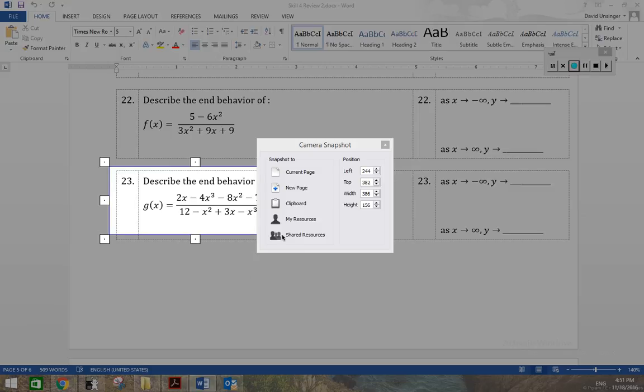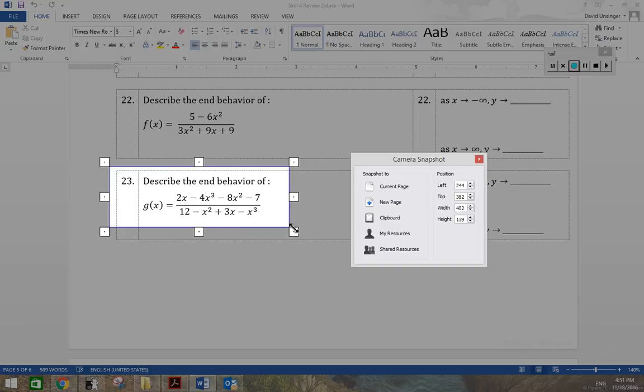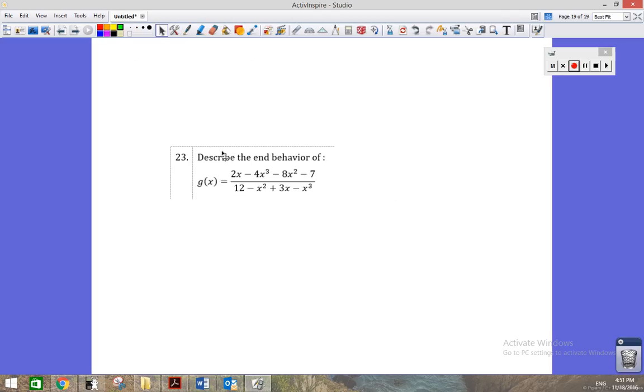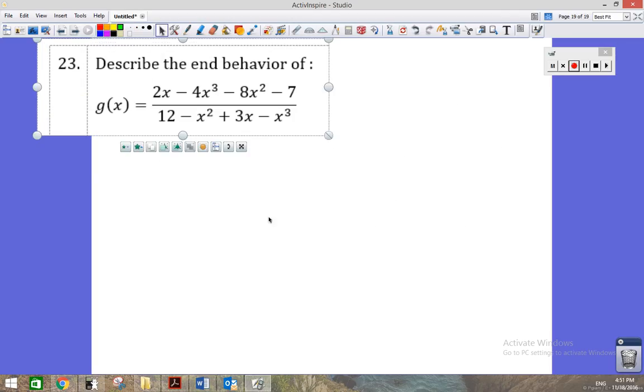Describe the end behavior during a thunderstorm. Hopefully the end behavior is not a tornado. I don't think this time of year it would be.